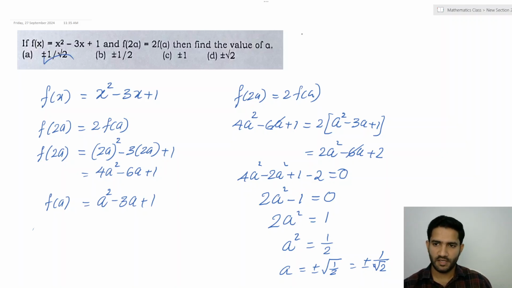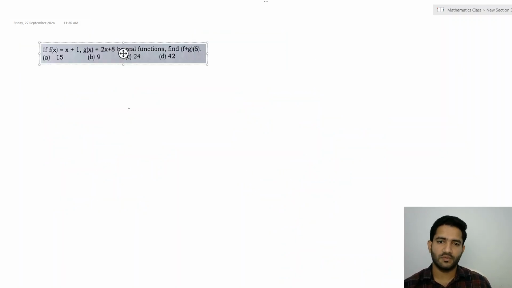Okay, then look at the next question. What is the question here? Yeah, two functions are given, f of x and g of x. We need to find f plus g of 5. It's a simple question because we just add the functions. It's algebra of two functions.